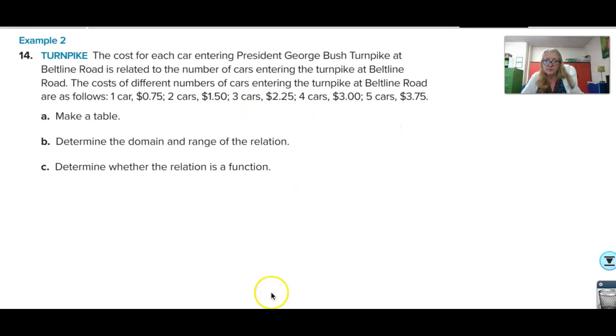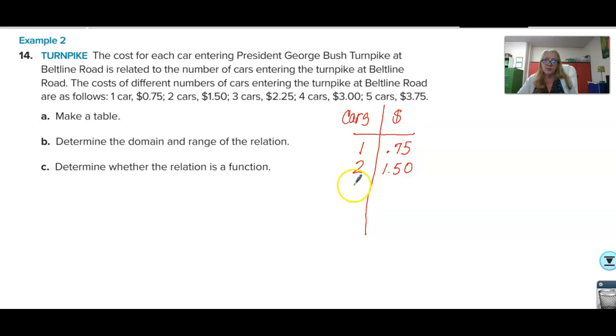Make a table. This is going to be number of cars, and this is going to be money. So 1 car, 75 cents. 2 cars, $1.50. 3 cars, $2.25. 4 cars, $3. 5 cars, $3.75.